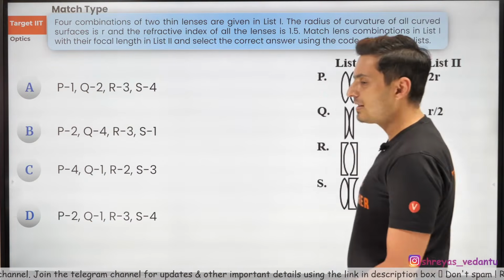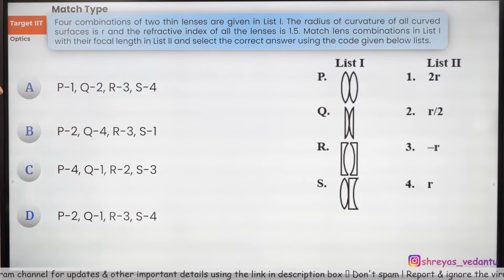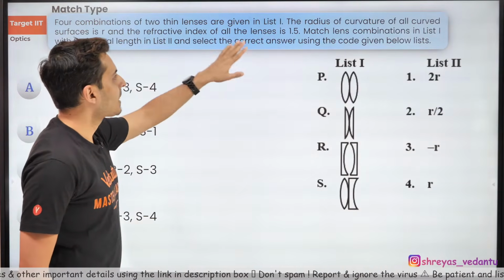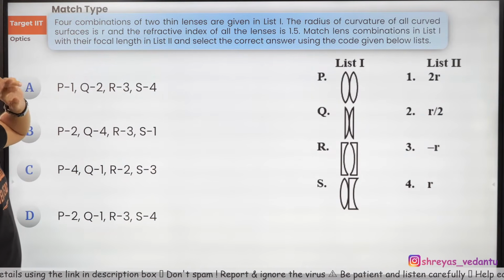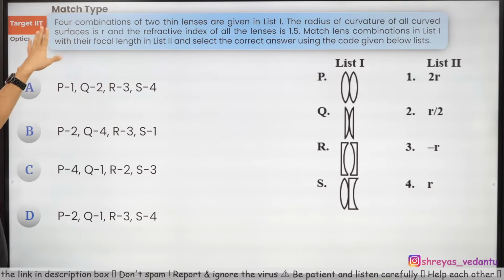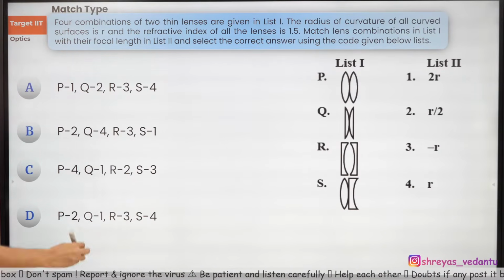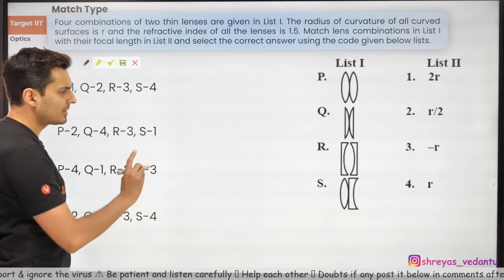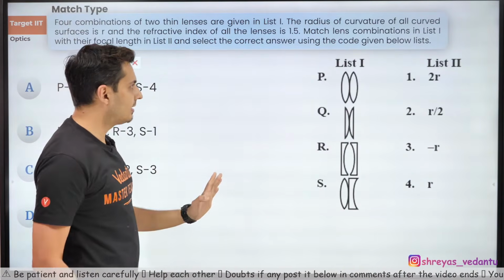Next question is a match the following type of question, and here it comes. Let's see how many of you are able to do this. Now there are 4 combinations of thin lenses given, and the radius of curvature for all the surfaces is R, and what else is given? Match the lens combinations with their focal length in the given list. Okay, so let's do this. First, I will do one small thing and keep it because I will need it again and again.